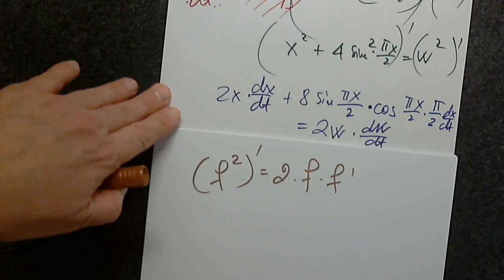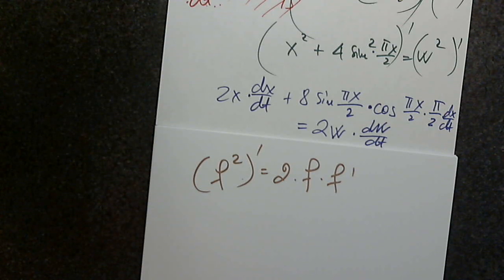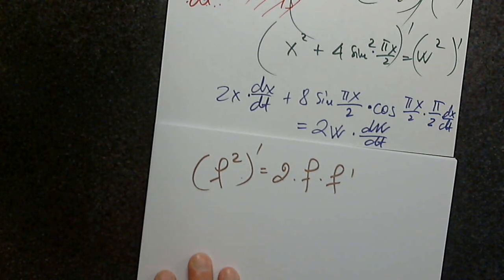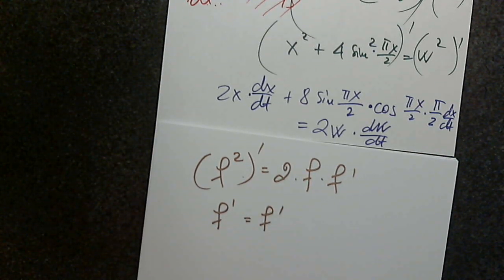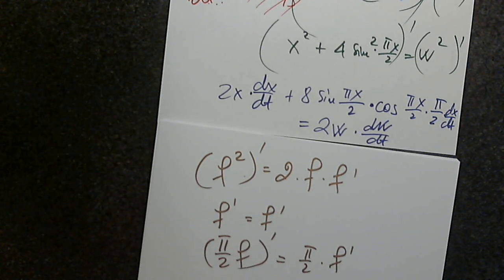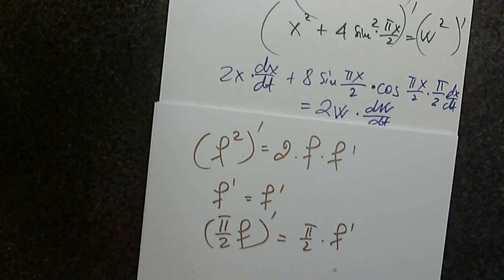Better? I understood that. I just didn't know because then you differentiate x, but it's also just dx over dt. Yes. So when I differentiate the function, I get the function prime. When I differentiate pi over 2 times the function, I get pi over 2 times the function prime. Better? Good. Anything else? Other questions?